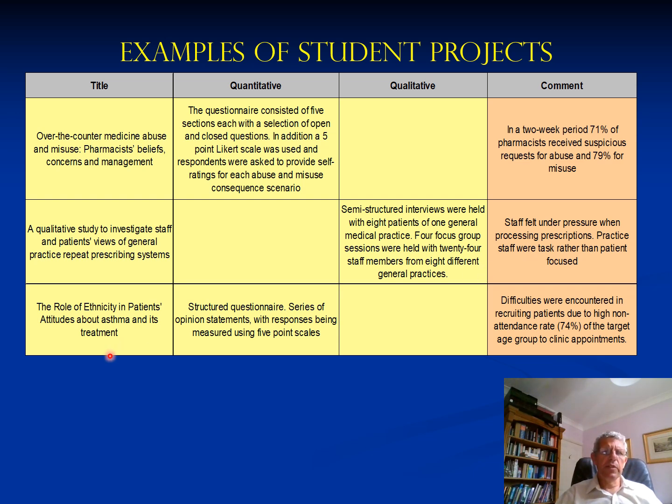And the third example I've chosen is called the role of ethnicity in patients' attitudes about asthma and its treatment. And from the title you might think, well, if it's to do with attitudes, again, maybe a qualitative study would be appropriate. But in this case, the student chose to do a quantitative study, and they created a structured questionnaire with a series of opinion statements with respondents being measured using a 5-point scale.